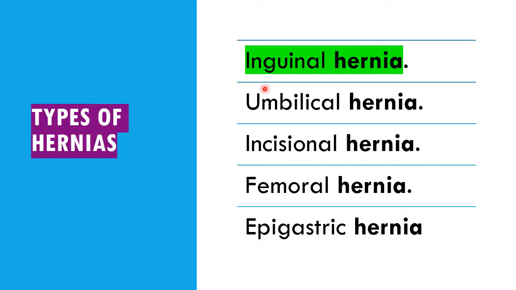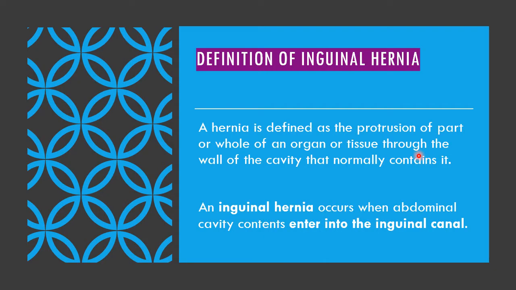These are 5 common types of hernia that are usually seen in our patients, and among them, the most common is inguinal hernia, which accounts for about 80% of all cases. A hernia is defined as the protrusion of part or whole of an organ or tissue through the wall of the cavity that normally contains it. An inguinal hernia occurs when abdominal cavity contents enter into the inguinal canal. In most instances, it is the intestine that enters the inguinal canal through the deep and superficial inguinal rings.